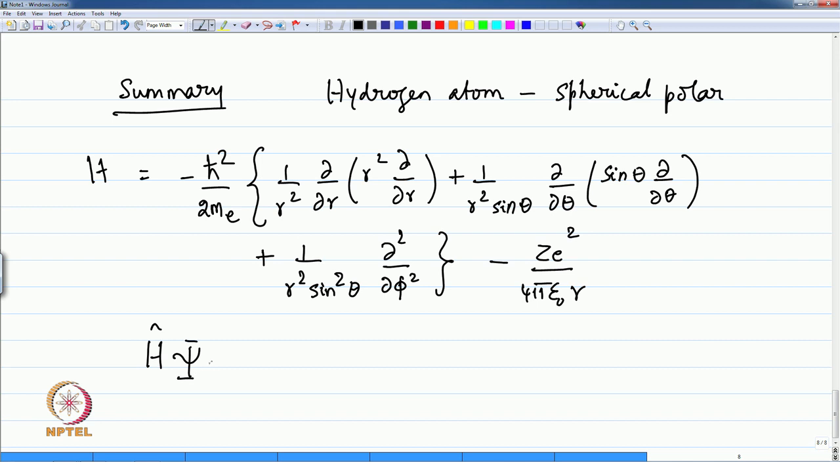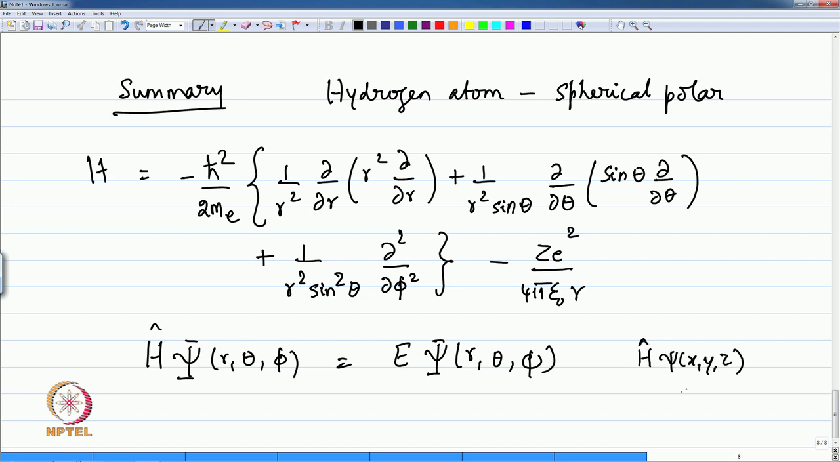And the equation that you are looking for solving is Hψ(r, θ, φ) equals Eψ(r, θ, φ), instead of Hψ(x, y, z) equals Eψ(x, y, z). Okay. The wave functions are different in the different coordinate systems, but please remember the energy which is independent of the coordinate representation will not be different between different coordinate systems.